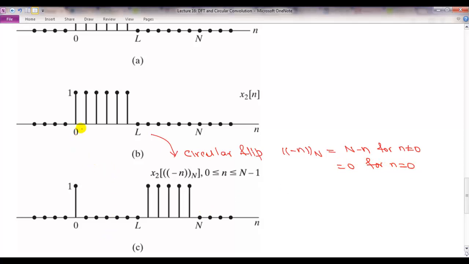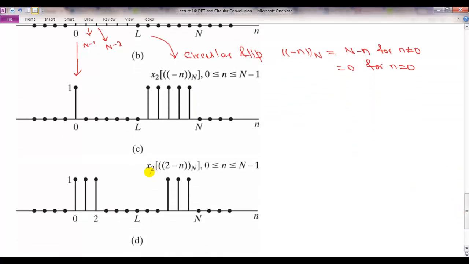So it's a very simple operation. Circular flip is whatever is at 0 stays at 0, but everything else gets moved to the N minus n location. So whatever is at 1 gets moved to N minus 1, this gets moved to N minus 2, and so forth. So this is the circular flip operation. And after the circular flip, for each new value that you want to compute for n, you circularly shift by that amount of n.